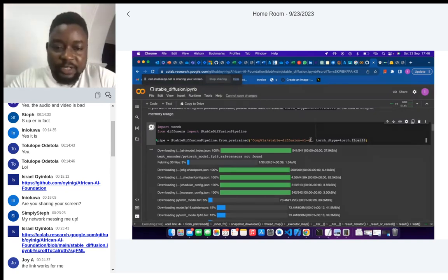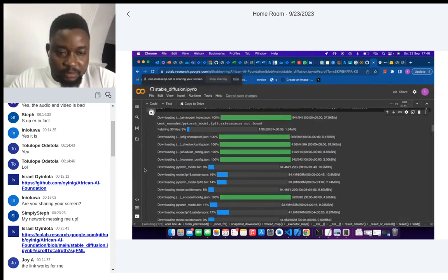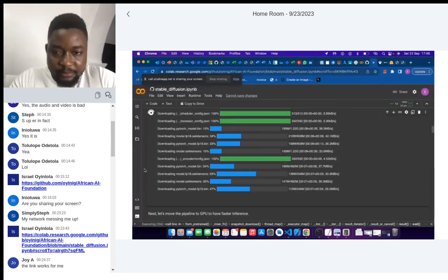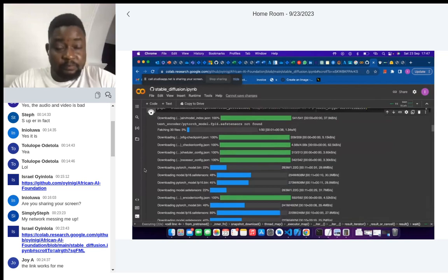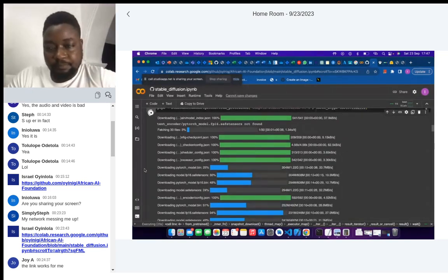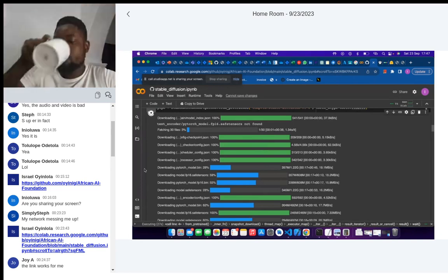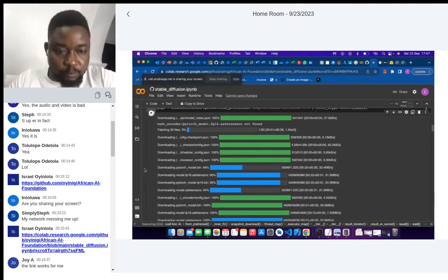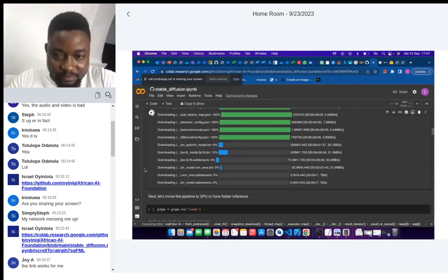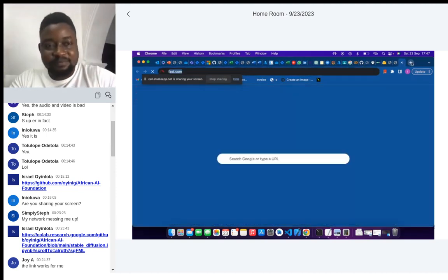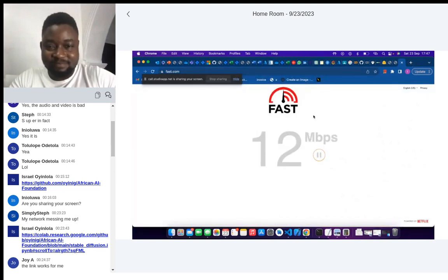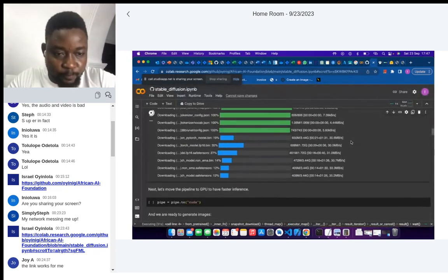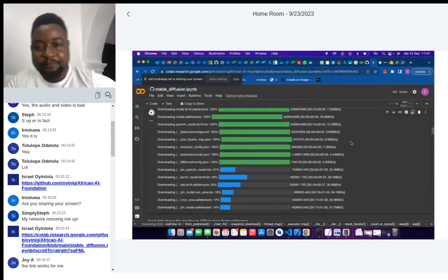Okay, so it's loading this model from Hugging Face. It's loading the model. Let's wait for it. Should be done anytime. Wow. Okay, not bad.